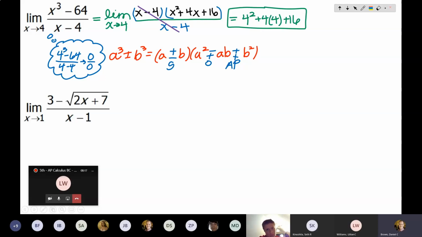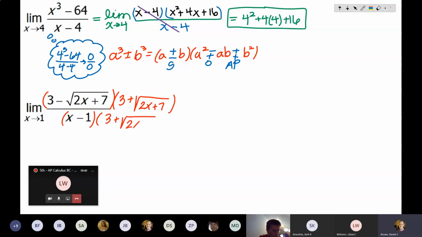Looking at this second one, you will also get 0 over 0 when you do your direct substitution. When you see a square root, that's your big clue that you want to rationalize the problem. When you rationalize, you multiply by the conjugate, where you change the sign in the middle, making sure you multiply by that on the top and the bottom. Remember, you want to make sure you write the word limit until you actually take the limit of the problem.